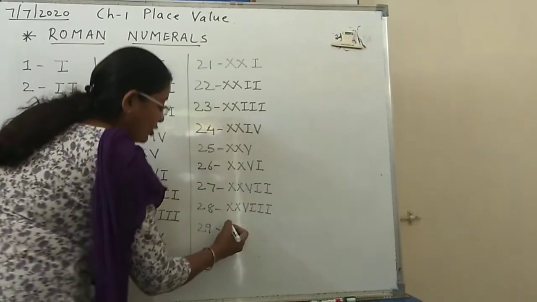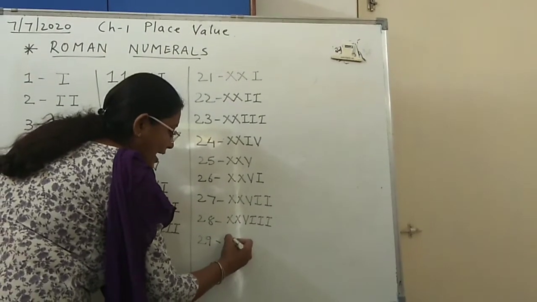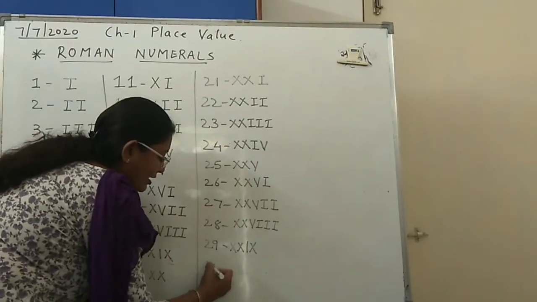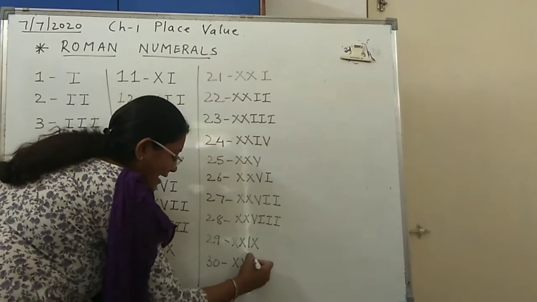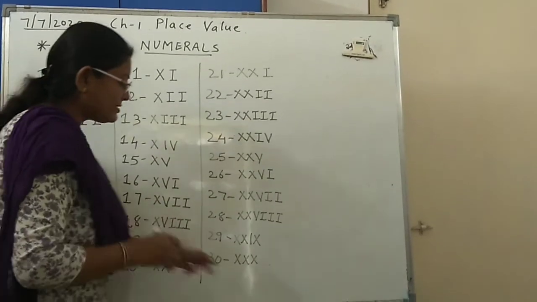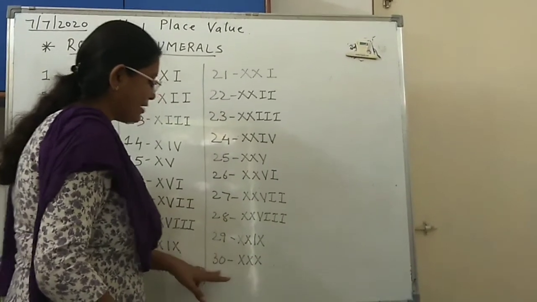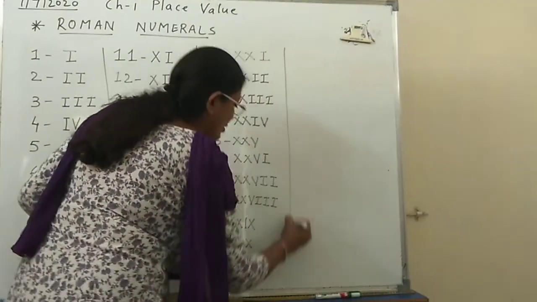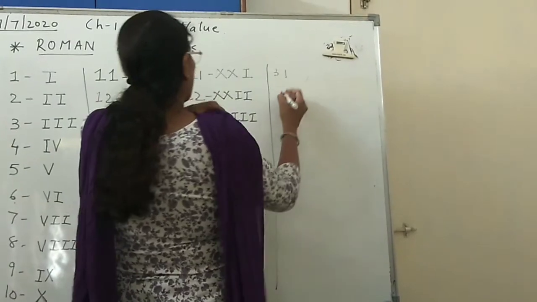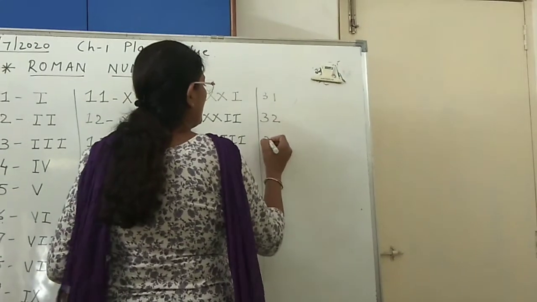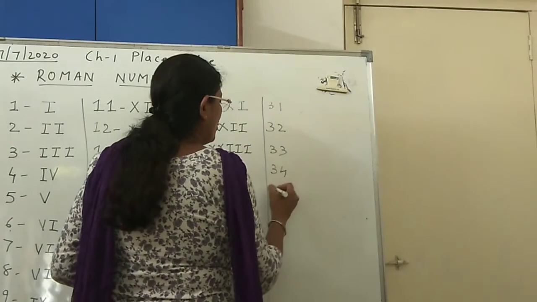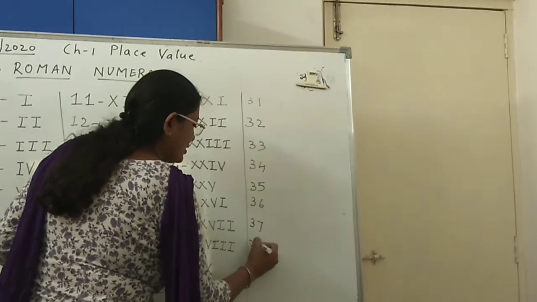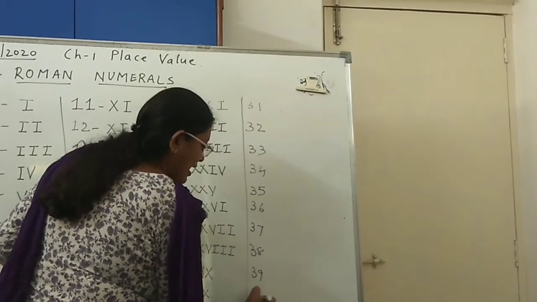3 times came, so we cannot repeat, but we all know what is 9. XXIX, that is 29, right? Same way 30. 30 means XXX. 3 times X. 10 plus 10 plus 10 makes 30, right? Now we will continue with the same method from 31 to 40. 31, 32, 33, 34, 35, 36, 37, 38, 39 and 40.